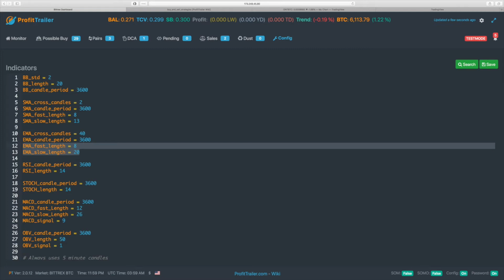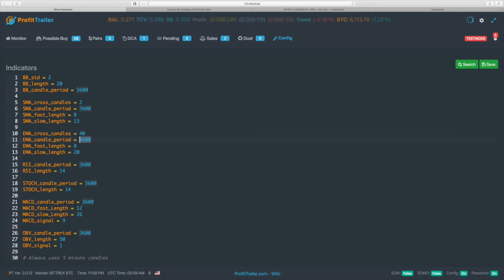They're shorter than a lot of other people are using, but then again, I am using a 1 hour candle period in this example, so that might be one aspect to consider. Depending on the candle period, you might have to play with your fast and slow lengths a little bit in order to get the particular buying and selling behavior that you're looking for on particular coins.